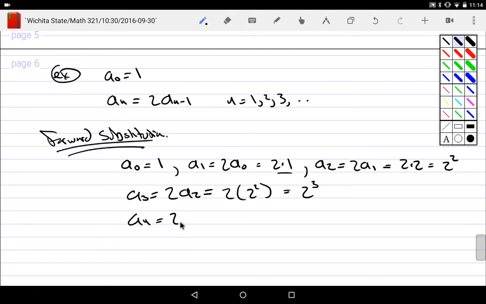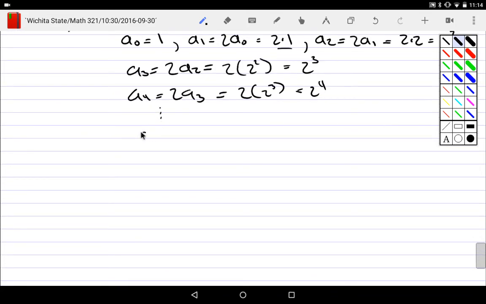What is A4? That's twice A3. That's what the rule is, right? The next is twice the previous. But what's A3? I found it. It's 2 cubed, so that's twice 2 cubed. That is 2 to the 4th. If you continued this pattern, what would be A sub n? 2 to the n. Done.